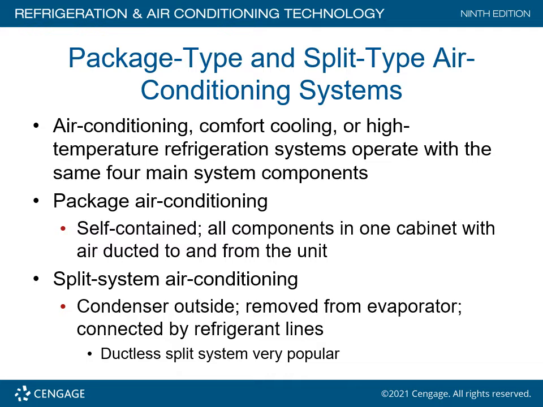Package type and split type air conditioning systems. Air conditioning, comfort cooling, or high temperature refrigeration systems operate with the same 4 components. Package air conditioning systems are self-contained, all components in one cabinet with air ducted to and from the unit. A split system air conditioner consists of a condenser outside, removed from the evaporator through the use of piping by refrigerant lines, and ductless mini splits are of the same design.